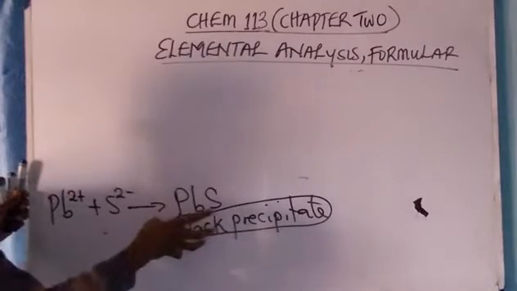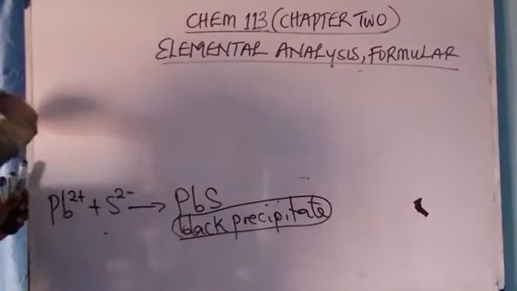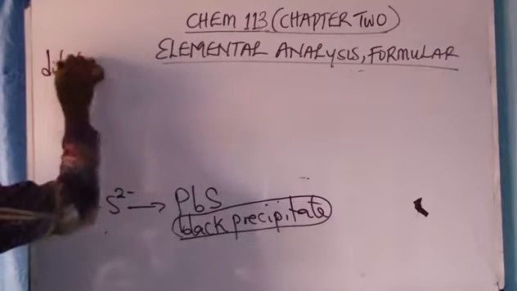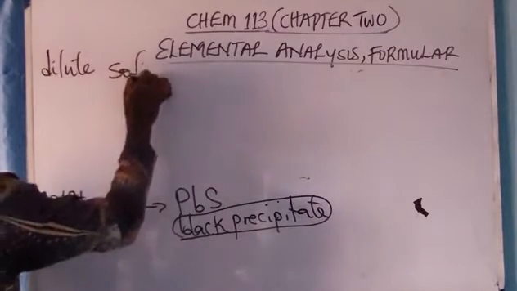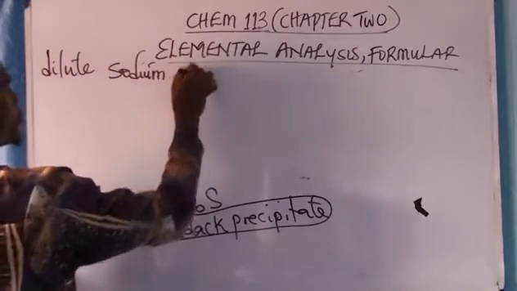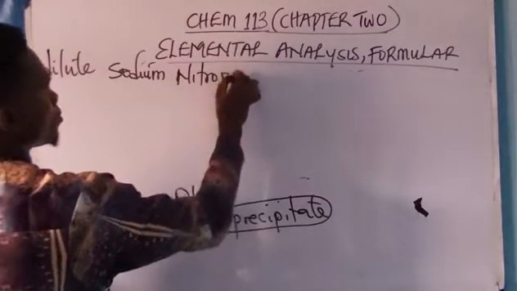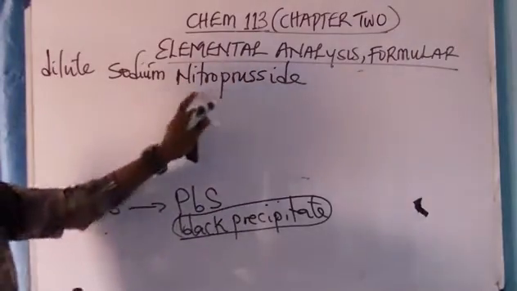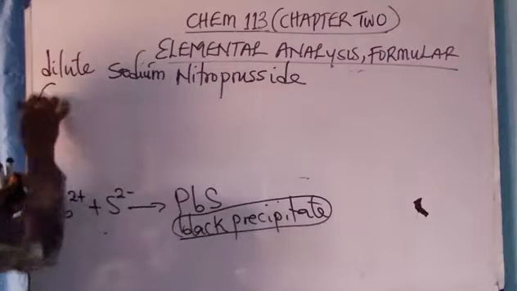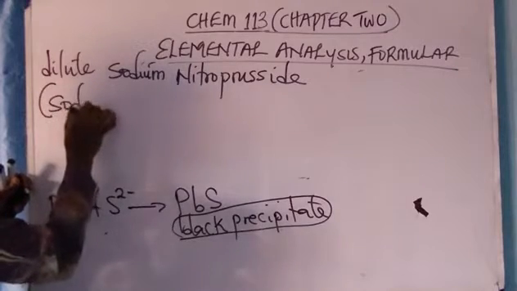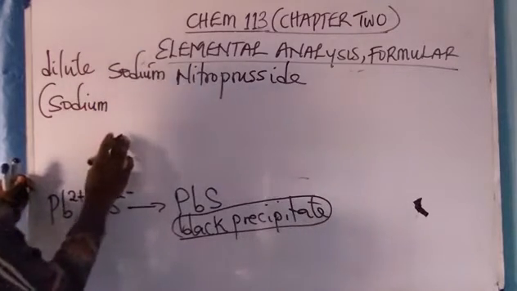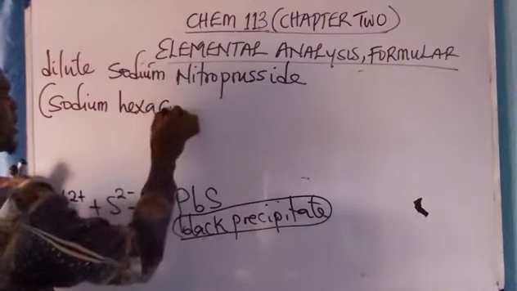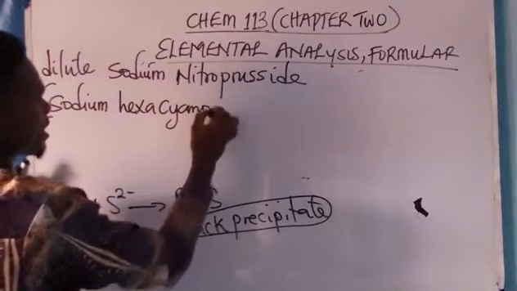Now this sample gotten is added to what? Dilute sodium nitroprusside. The IUPAC nomenclature of sodium nitroprusside is sodium hexacyanate.